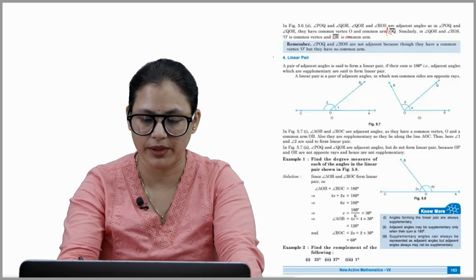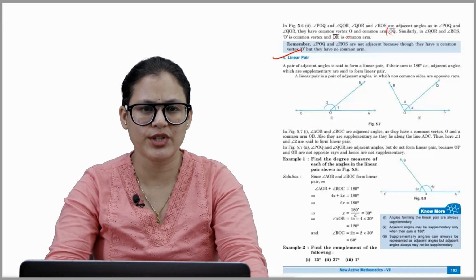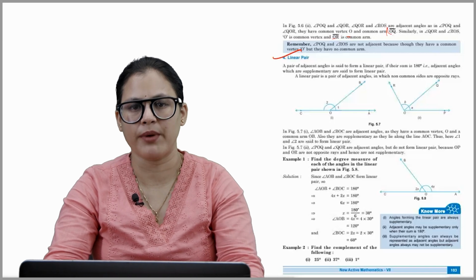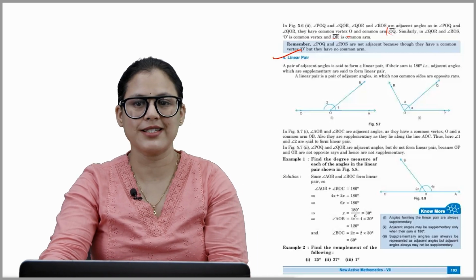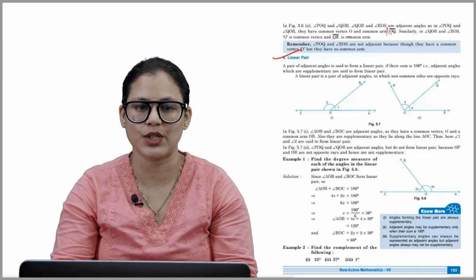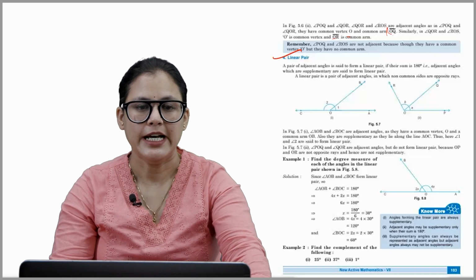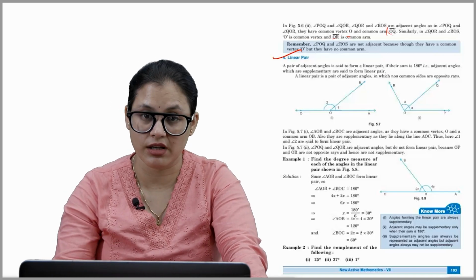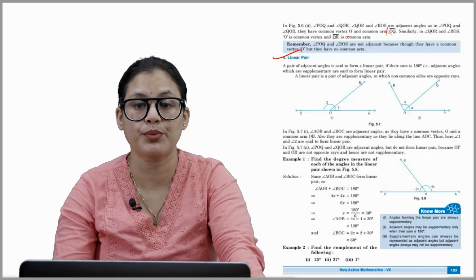Number 4, linear pair. A pair of adjacent angles is said to form a linear pair if their sum is 180. That is, adjacent angles which are supplementary are said to form a linear pair. A linear pair is a pair of adjacent angles in which the non-common sides are opposite rays.